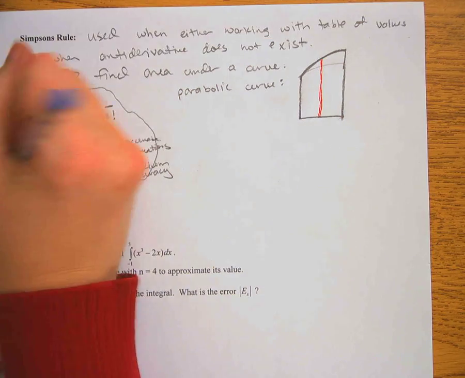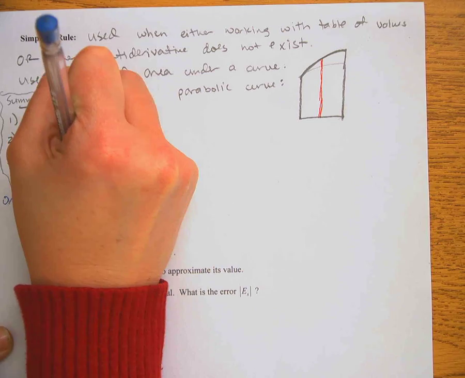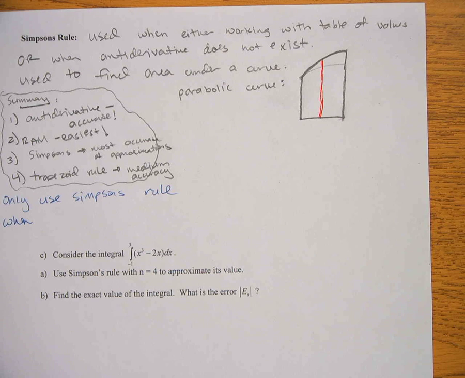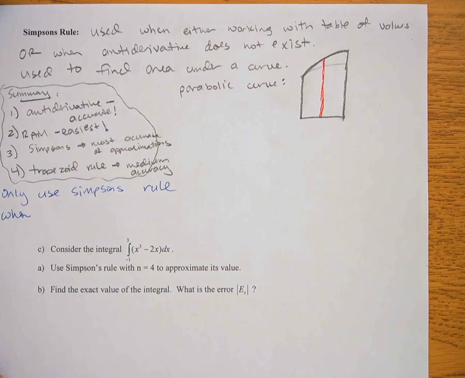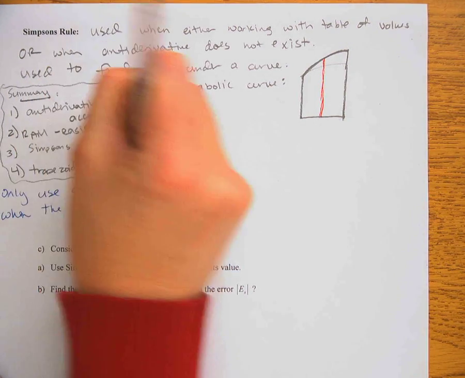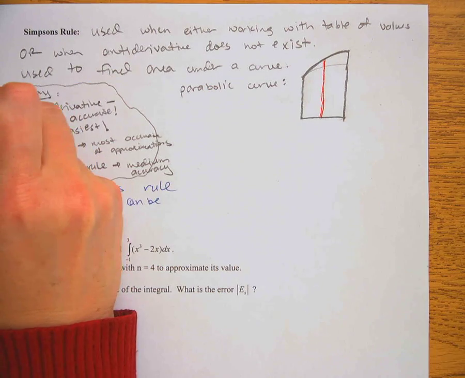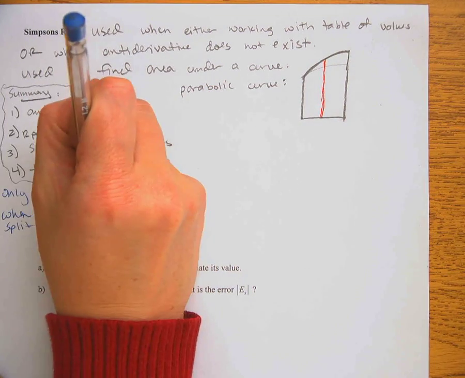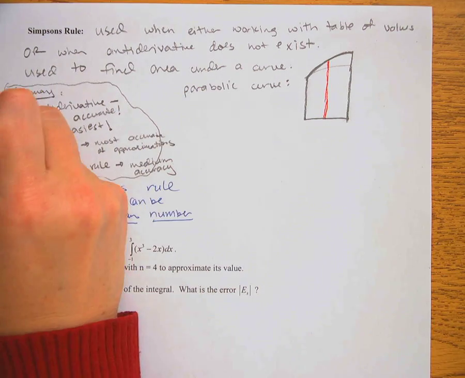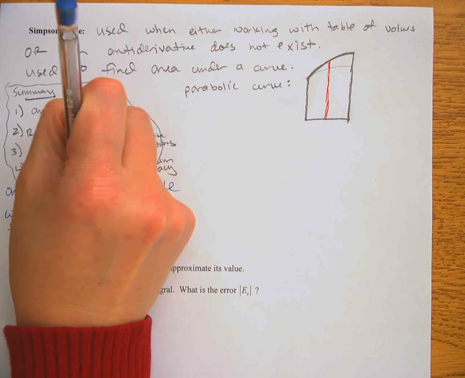So you can only use Simpson's rule, and you should probably write this down, only when you can split the interval evenly into an even number of subintervals. So only when the interval can be split into an even number of subintervals. You have to have an even number of subintervals for this to work.